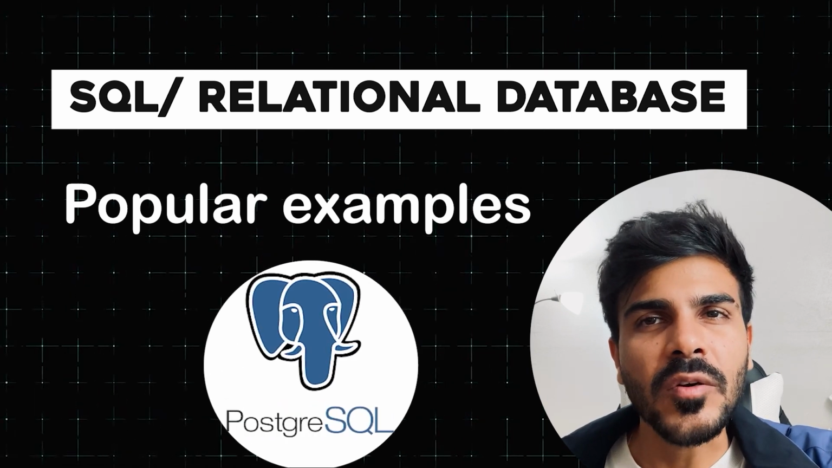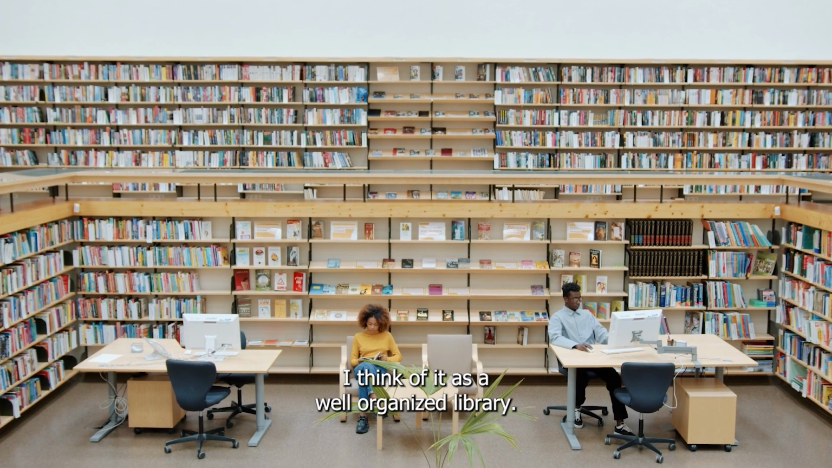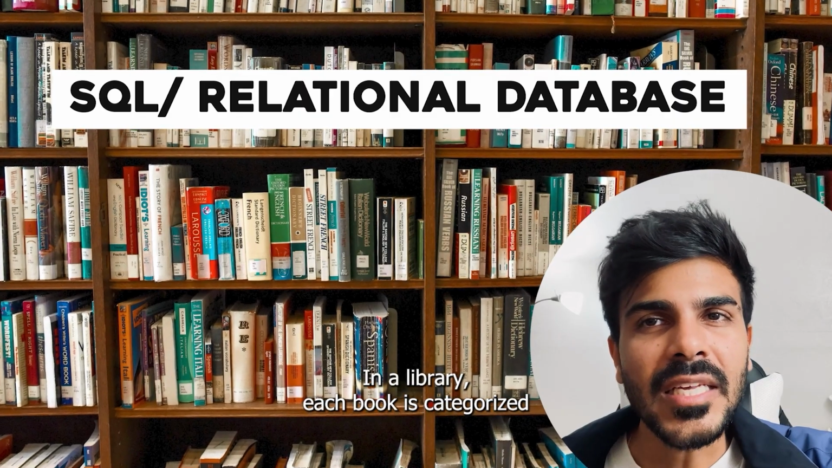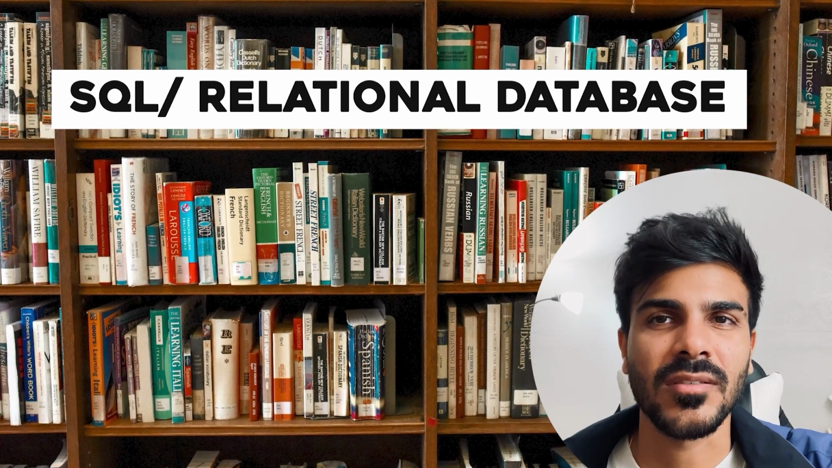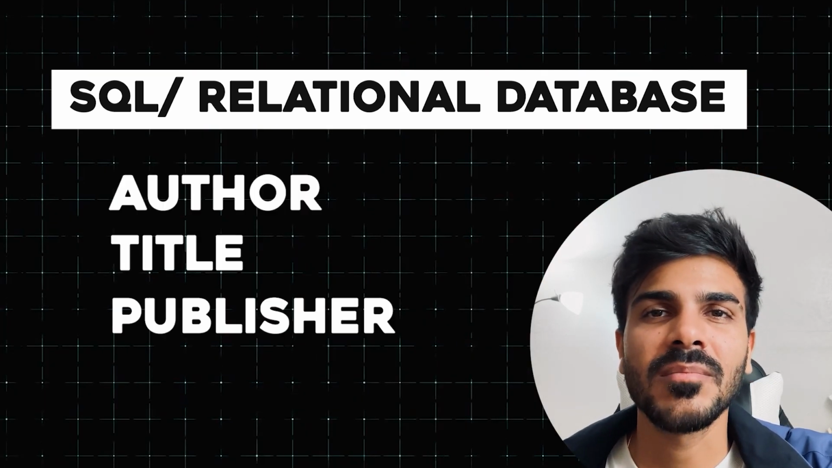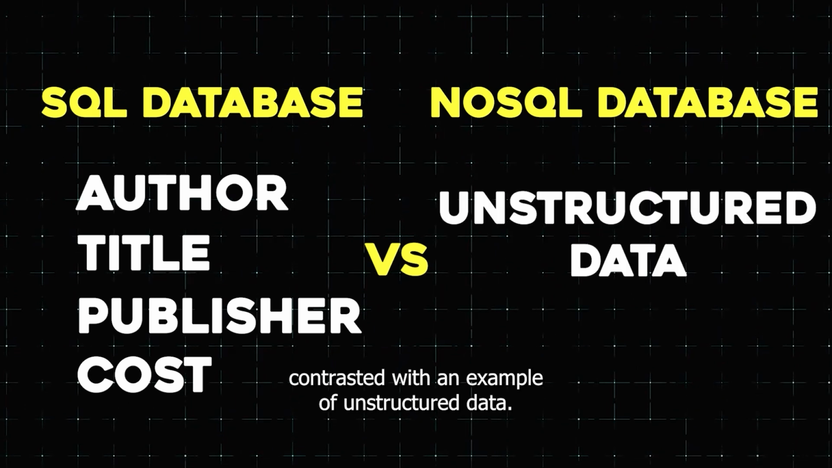Now, when I try to think of relational database, I think of it as a well-organized library. In a library, each book is categorized and placed in a specific location based on its author, title, publisher, and cost. Now, contrast it with an example of unstructured data.